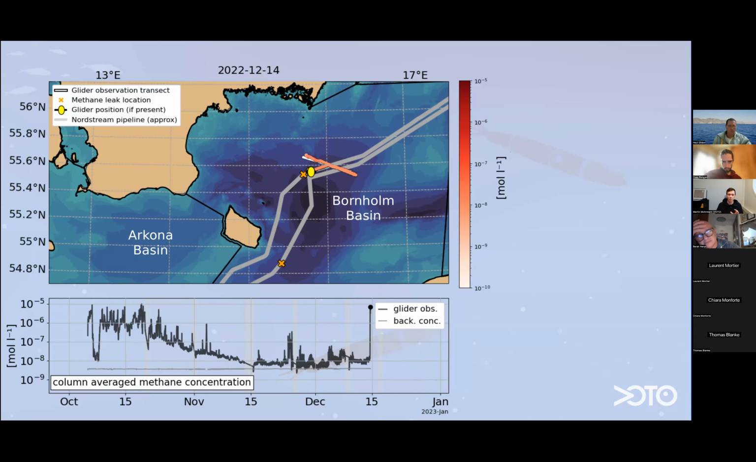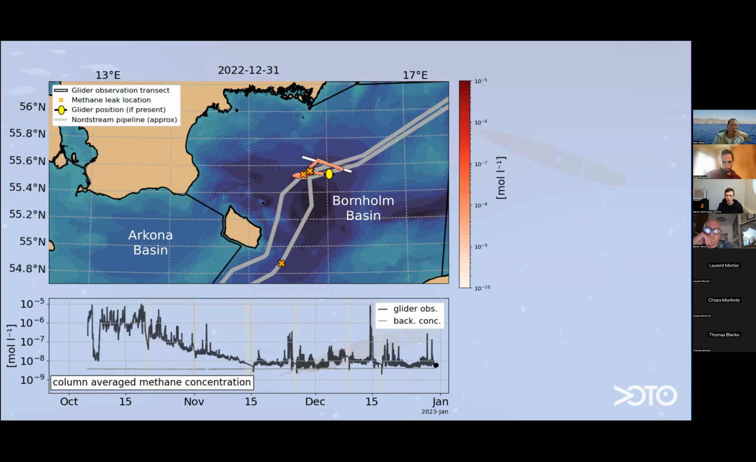We see sometimes patches of enhanced methane concentrations. And eventually in December, the exclusion zone around the leaks was lifted. So we were able to steer our glider directly over the leak sites. And interestingly, we still observed very high concentrations, 1,000 times the natural values, right over the leak sites, which was a bit surprising. And then at the start of January, we stopped our glider observations.